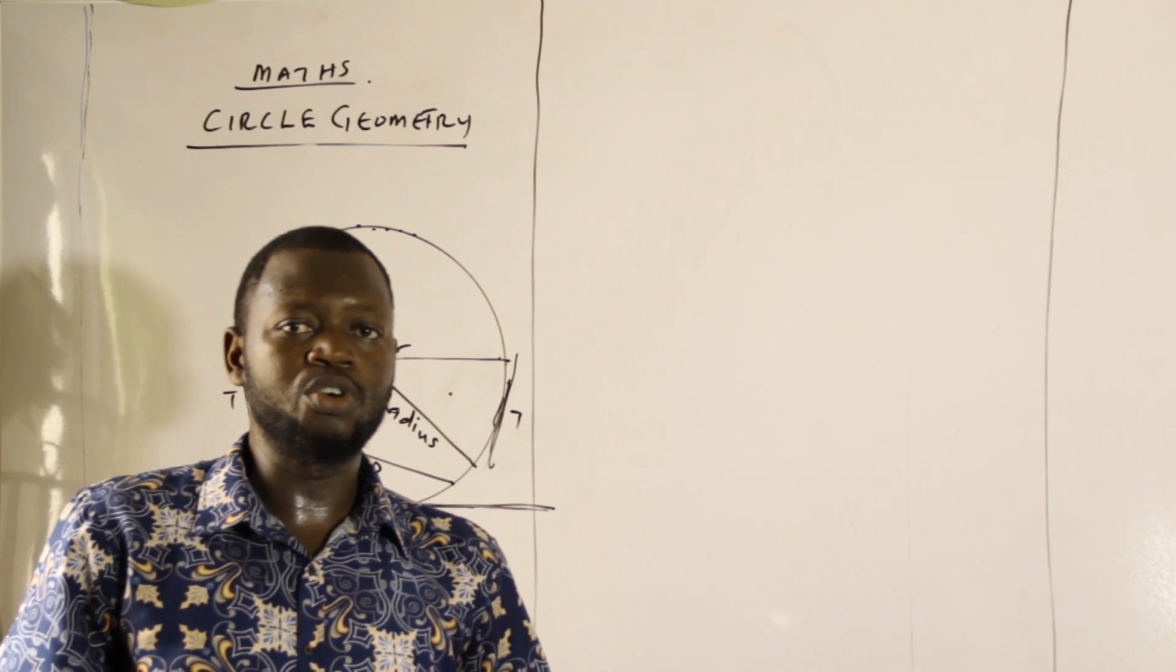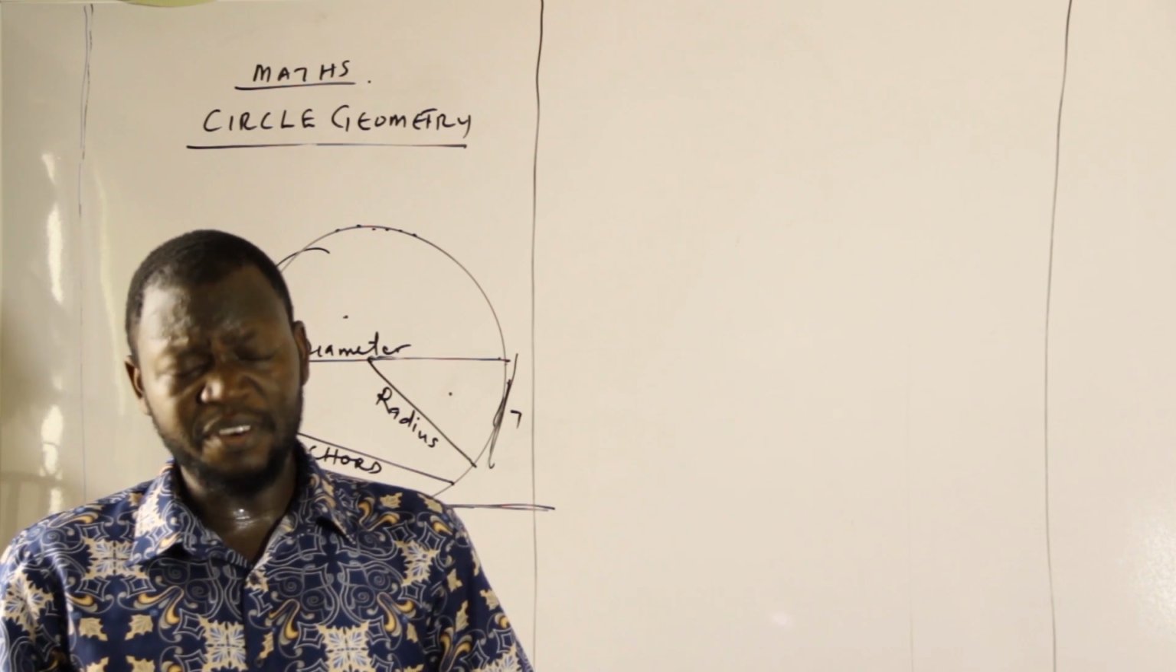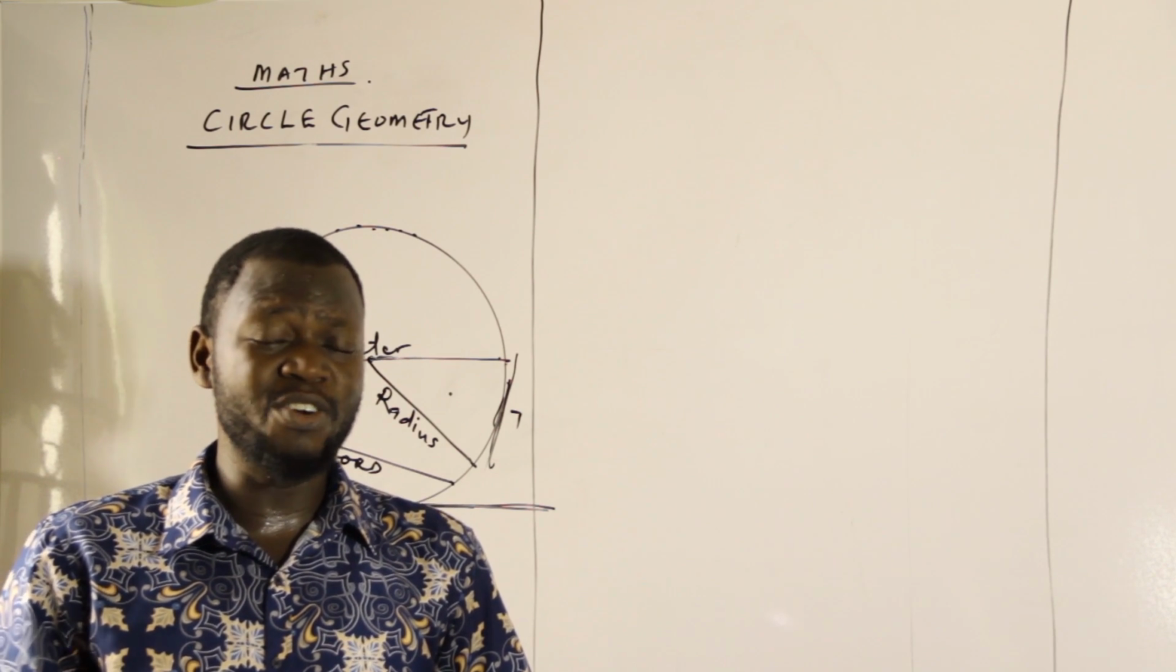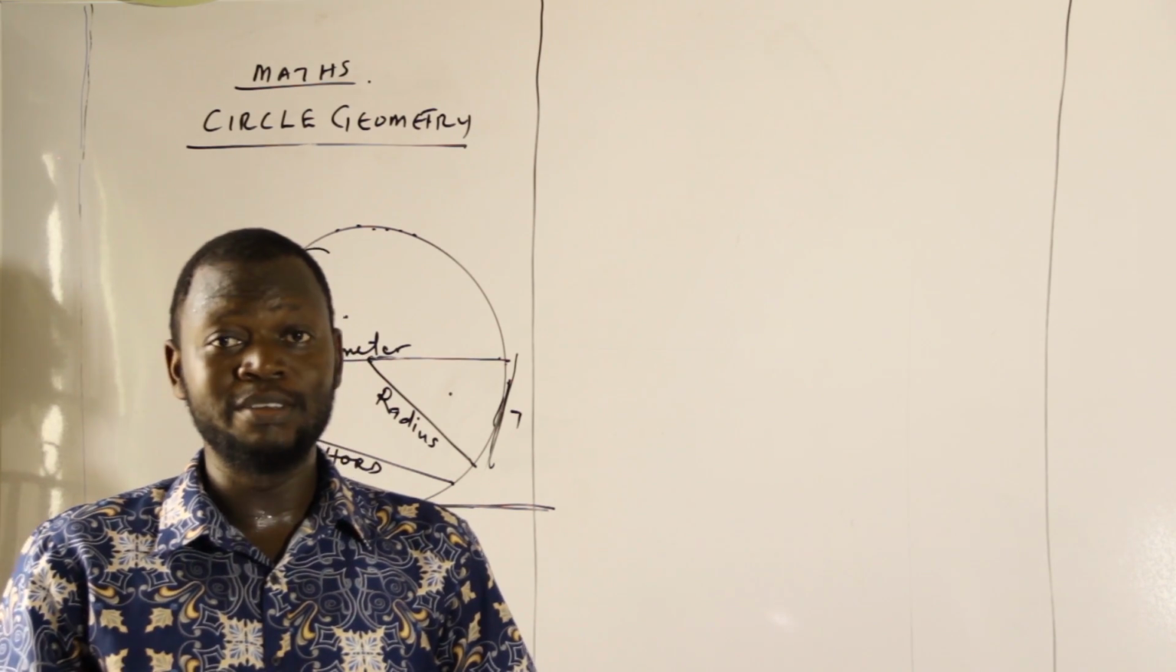So that is the introduction to what circle geometry will give. And we have about 7 to 8 to 9 theorems under this, and we are going to take them one after the other. Thank you.